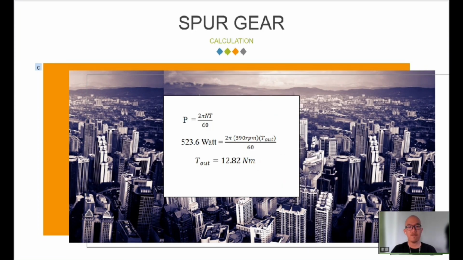So we came to the next slide. As usual, we use the power formula, 2 pi N T over 60. Using the output power, 523.6 watt equals 2 pi times 390 RPM times T out divided by 60. So the T out is 12.82. Why is the output torque lower than the input torque? As we can see in the previous given, the efficiency of the gear mechanism is 0.9 or 90%, so it will suffer a bit of power loss.